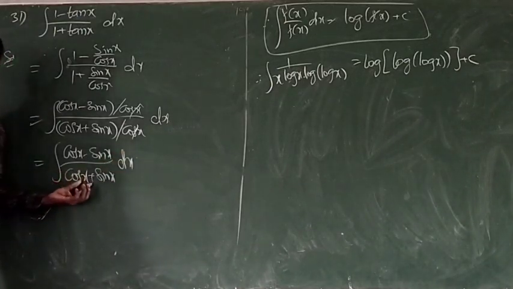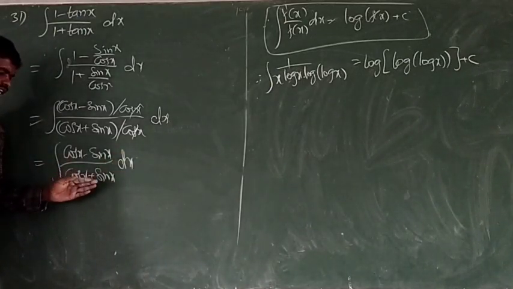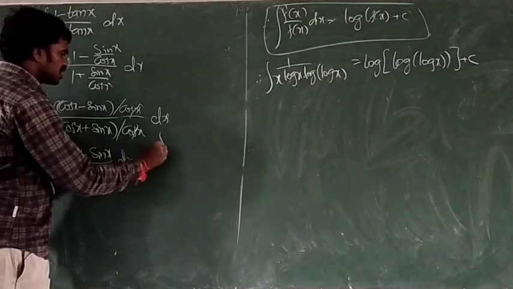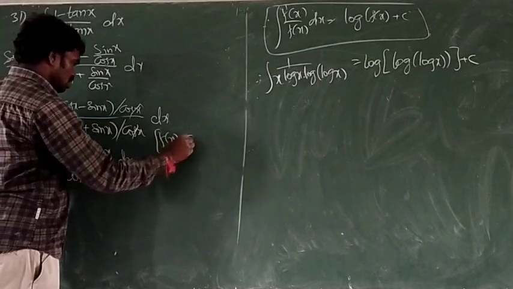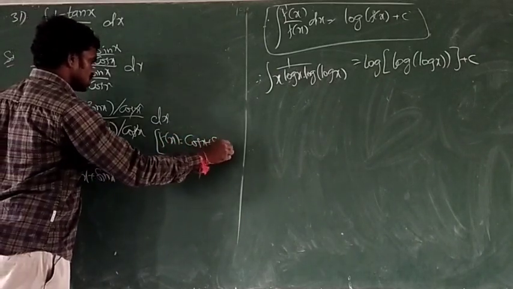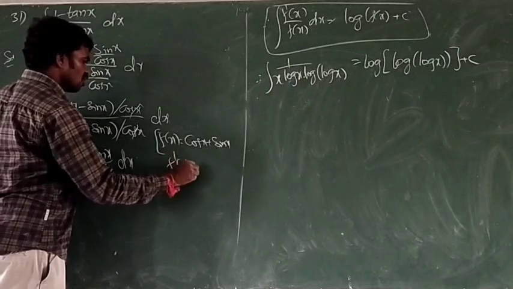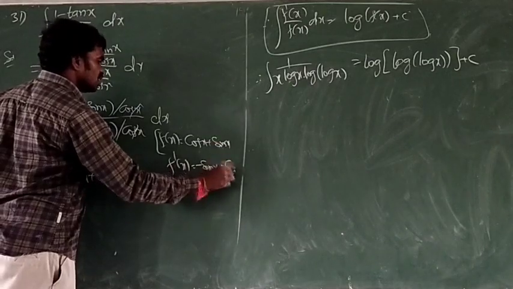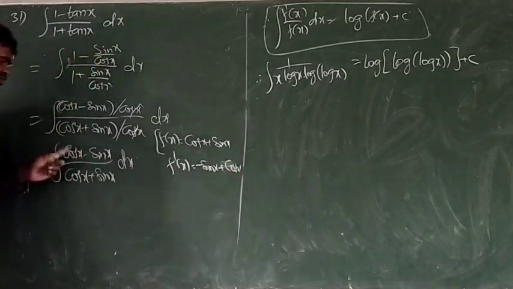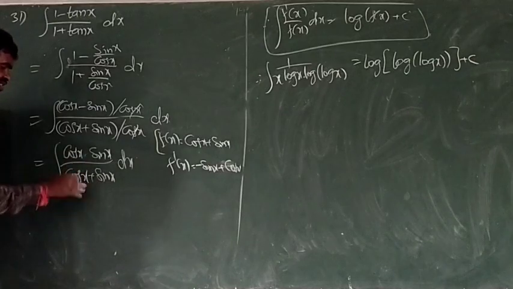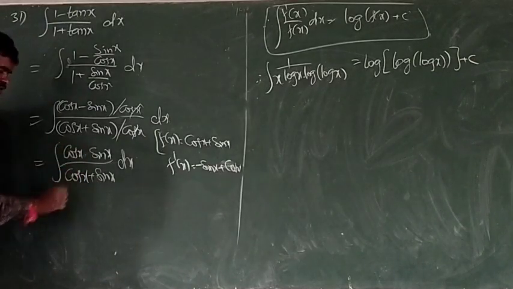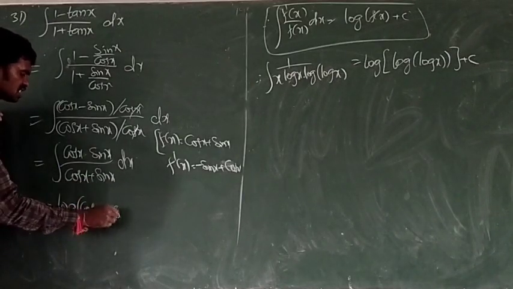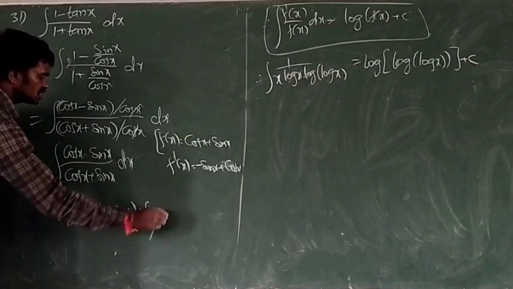See, always take the denominator as the function. The derivative of the denominator becomes the numerator. Am I right? I am taking the denominator as the function f of x, cos x plus sin x. So the derivative of this function: cos x derivative is minus sin x, sin x derivative is cos x. So cos x minus sin x will be the numerator, that is f dash of x. So what is the integration of f dash x by f of x? Log of f of x, which means log of cos x plus sin x plus c. So this is the answer.